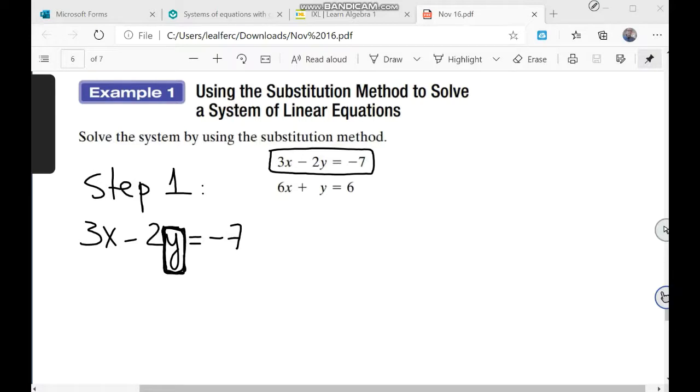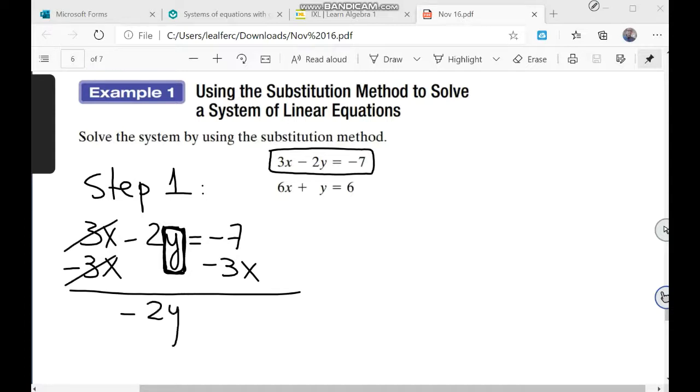Right? So isolate y. How do we do this? We use the addition property and move everything else to the right hand side. So subtract 3x on both sides. If we do that, then we're going to have negative 2y equals negative 3x minus 7.